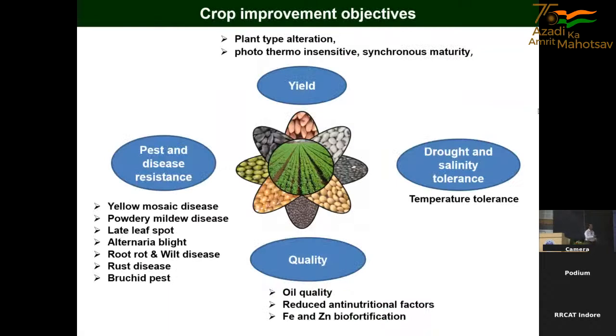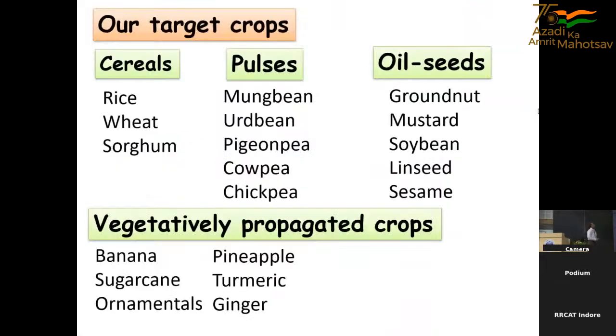conditions. If you see the objectives in crop improvement, mostly it will be revolving around these four main objectives. The foremost objective will be increasing the yield, along with quality of the produce we are eating, like reduced anti-nutritional factors, improved iron and zinc availability, and abiotic stress tolerance, and pest and disease resistance. Overall, these are the objectives of any crop improvement program we are dealing with. And these are our target crops: cereals like rice, wheat, sorghum; pulses like mung bean, urad bean, pigeon pea, cowpea, chickpea; oilseeds like groundnut, mustard, soybean, linseed, sesame. We also work on vegetatively propagated crops like banana, sugarcane, ornamentals, pineapple, turmeric, and ginger.